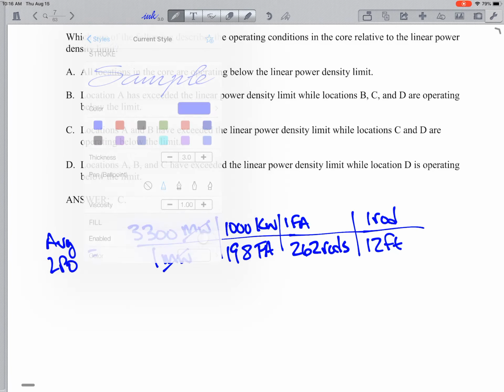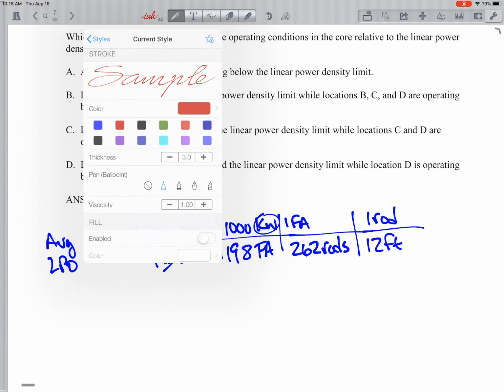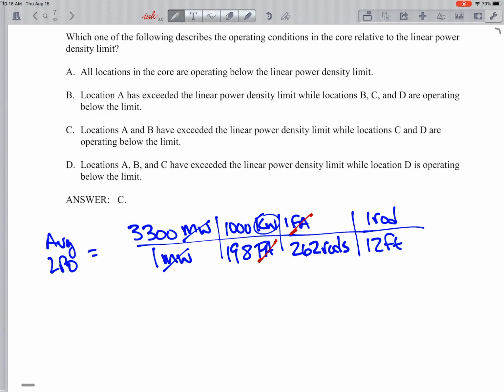Now we've got kilowatts. Kilowatts, fuel assemblies, rods, cross out. And average LPD is going to calculate to 198 times 262 times 12, 5.301 kilowatts per foot.